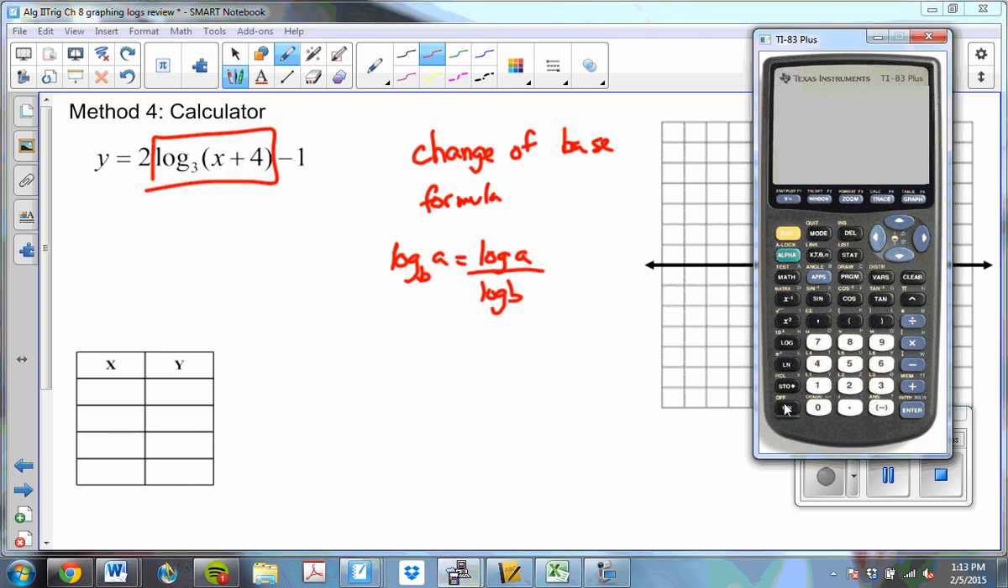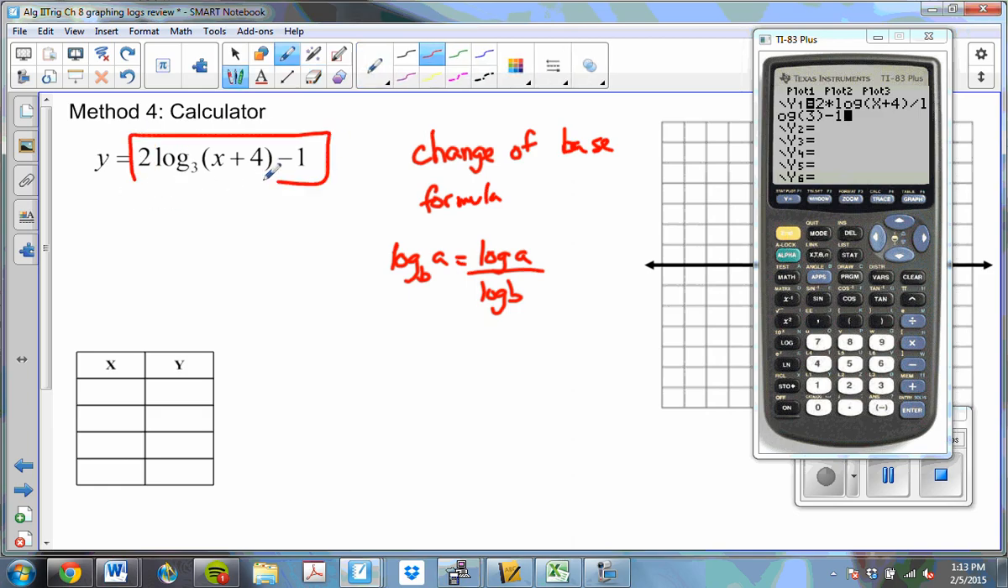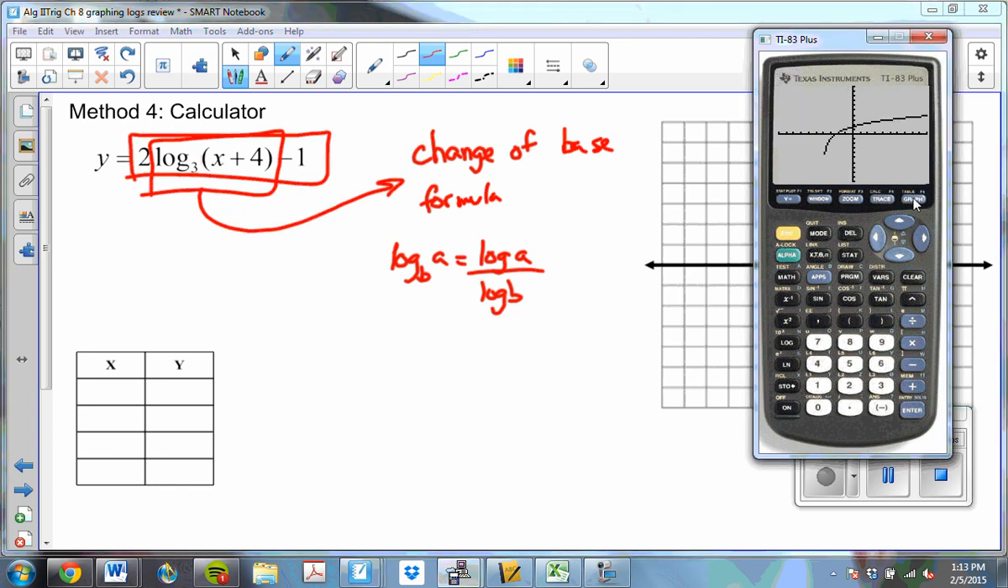So in my y equals menu, I'm going to do 2 times the log of, in parentheses, x plus 4, close parentheses, divided by the log of 3, close parentheses, minus 1. That's the way you type in this equation over here. That's the correct way to type that in using the change of base formula. I took this part here and I changed its base. Now when I graph it, there's my equation.